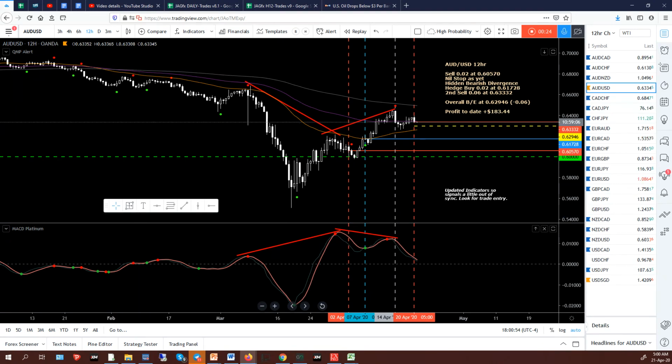This is my watch list on the right here. The ones in blue are the ones I've got trades on. The ones that aren't highlighted, there's no trades on. The ones in orange are the ones I'm going to discuss in this video, something I've taken some action on this morning.